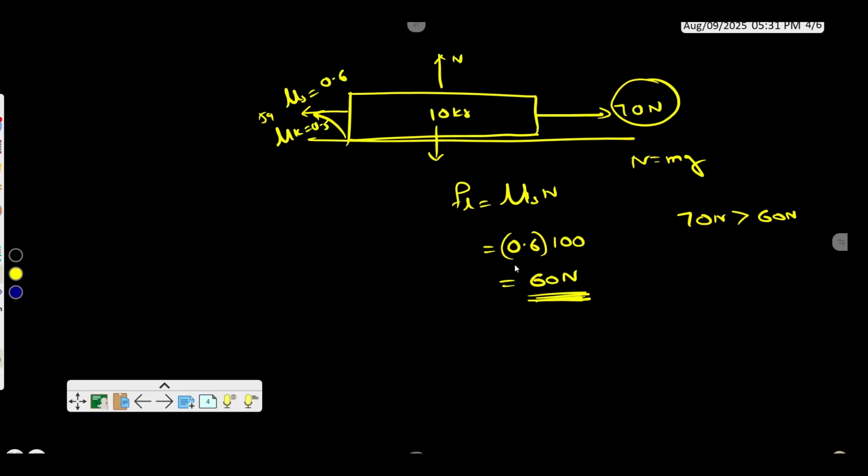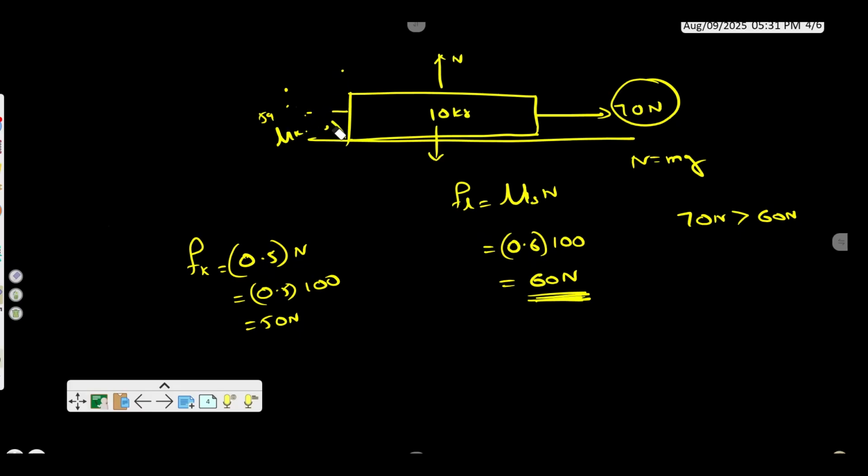Now which friction comes into picture? Now kinetic friction comes into picture. How much is the kinetic friction? 0.5 into normal reaction. 0.5 into normal reaction, which is 100. That means 50 Newton is the friction force that is present. Now what will happen? On the backside, we have 50 Newton force. On the forward side, we have 70 Newton force.